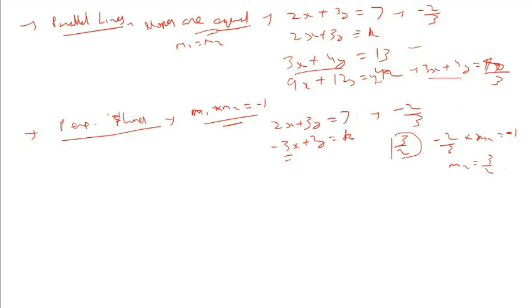Now again, you can put any value here. All of those lines will be perpendicular to this. Obviously, right? Because if this is a line, let's say 2x plus 3y equal to 7, you can have infinite perpendicular lines to it. So that is the perpendicular line fundamental, right?